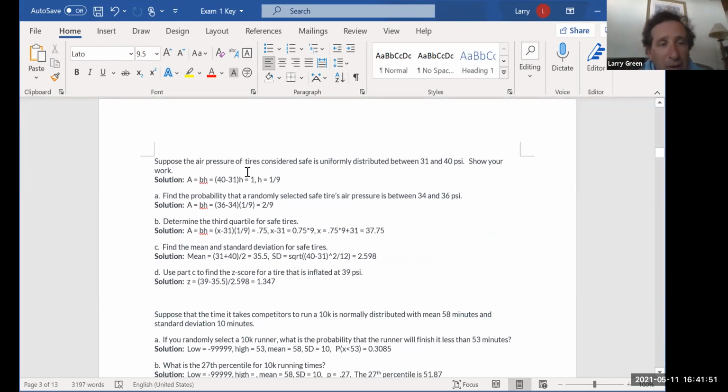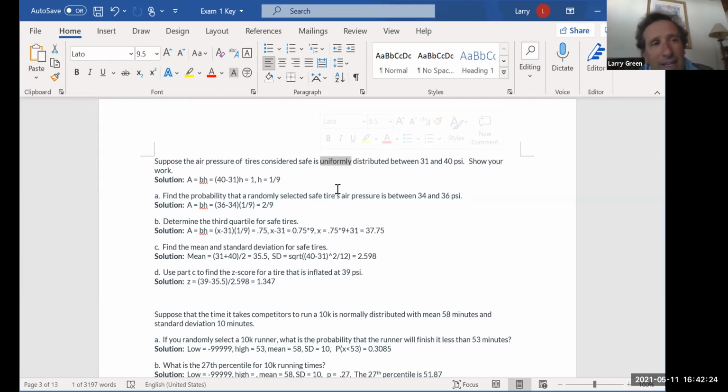Okay, suppose air pressure of tires considered safe is uniformly distributed between 31 and 40 PSIs. Show your work. So the first thing that I'm going to need, before I even answer any questions, is to find the height. We know that it's uniform, and a mistake a lot of people made, and I'm not sure if it's just not reading the question, is a lot of people did normal distribution on this, and it's uniform, it's not normal.